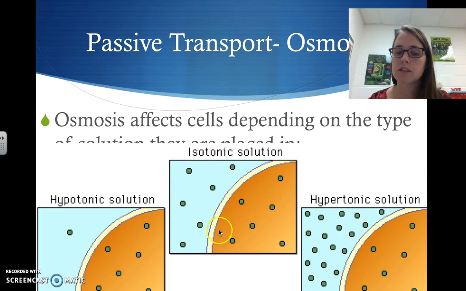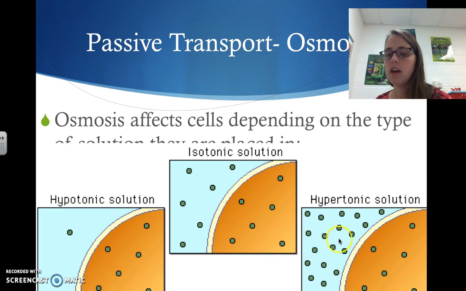An isotonic solution is one where there is the same amount of solute inside the cell as there is outside the cell. So if I count these solute molecules, 1, 2, 3, 4, 5, 6, and 1, 2, 3, 4, 5, 6, they are the same. So essentially, they're going to want to move back and forth and always come to an equilibrium.